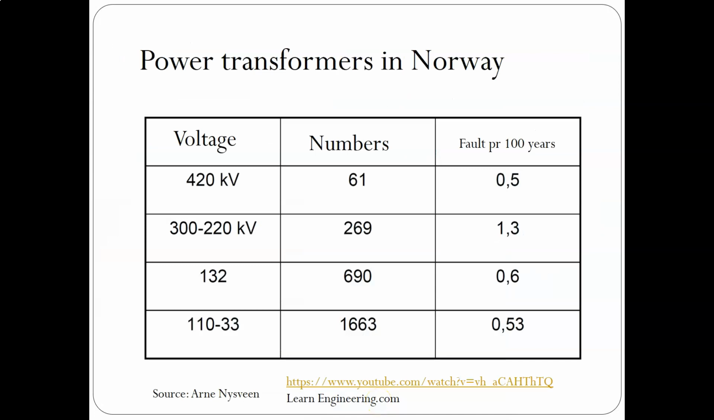So here is an overview of power transformers in Norway, and you can see the column for voltages. In Norway we have the highest, 420 kV, and then we have 300 to 220 kV typically, 132, and 110 to 33 kV. And you can see the numbers and then the faults per 100 years. So of course at lower voltages, we have a higher number of installed power transformers. Quite a large amount at 110 to 33 kV.